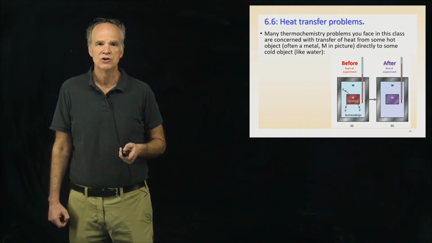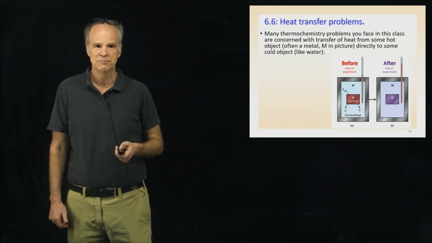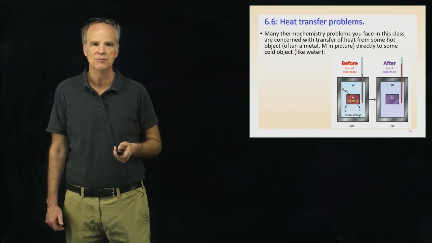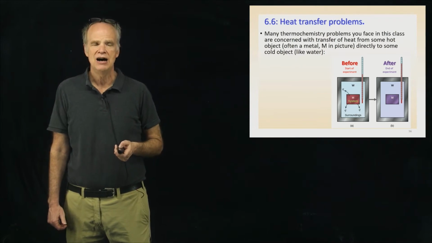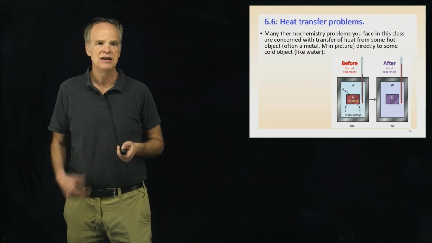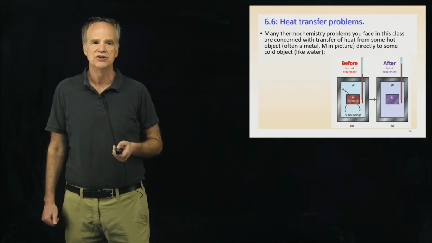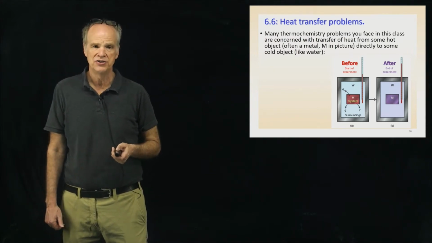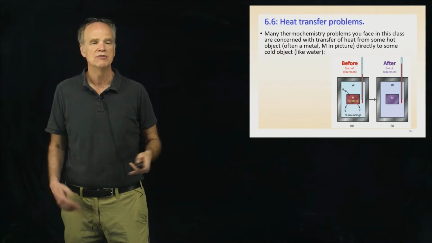And now we're going into a particular kind of problem called a heat transfer problem. In a heat transfer problem, usually it starts out by having some hot object, maybe a piece of metal. And what you're going to do is take that hot object and add it to a relatively cool object, say water.